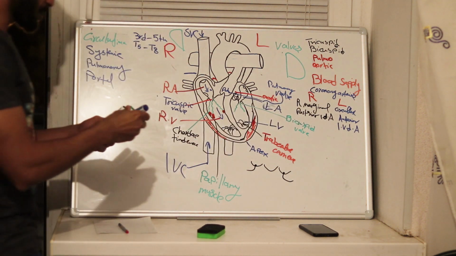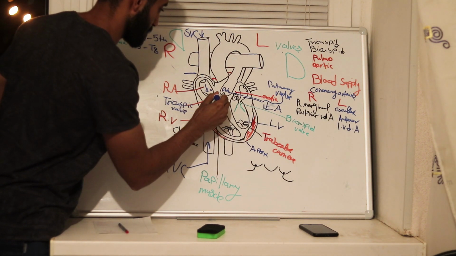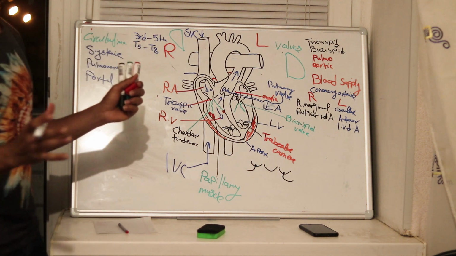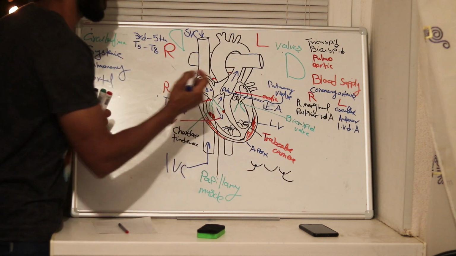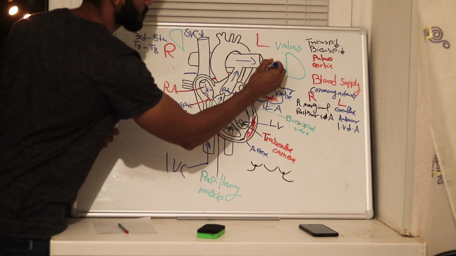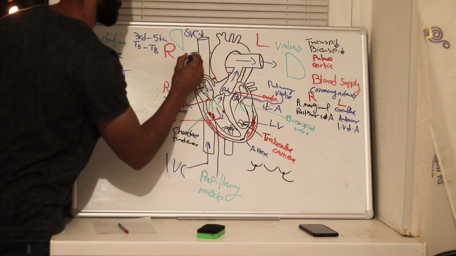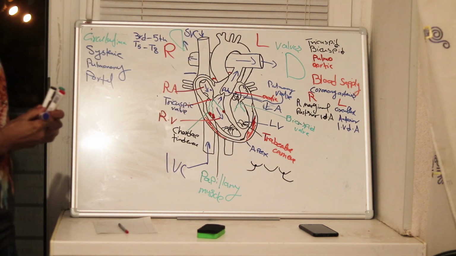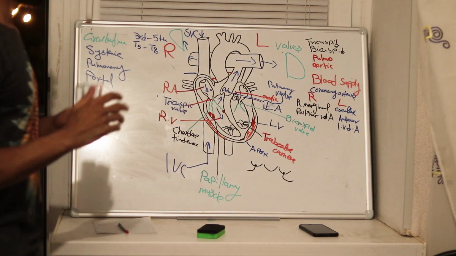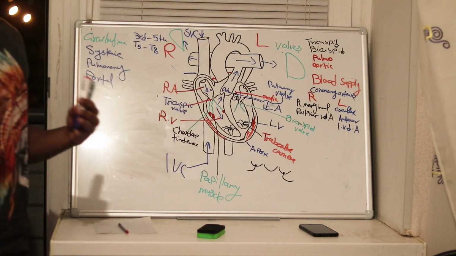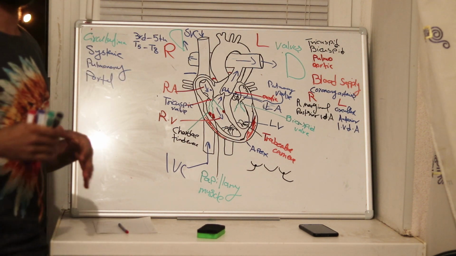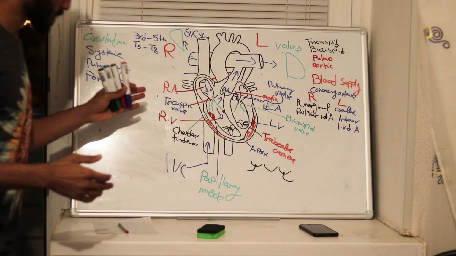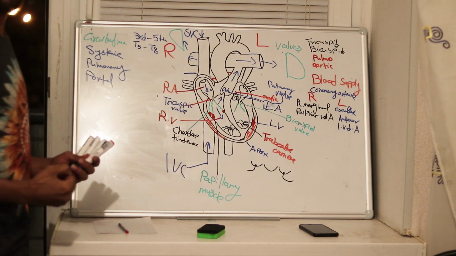From the pulmonary valve it goes to the pulmonary trunk. Then it separates into two pulmonary arteries. So we have two pulmonary arteries, where the gas exchange happens, and the deoxygenated blood becomes oxygenated blood. So this is from the body to the heart.